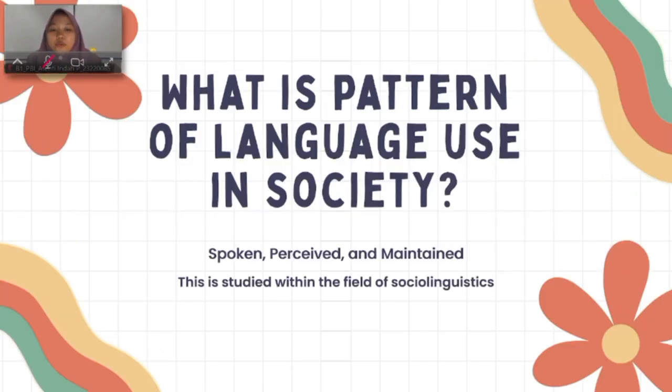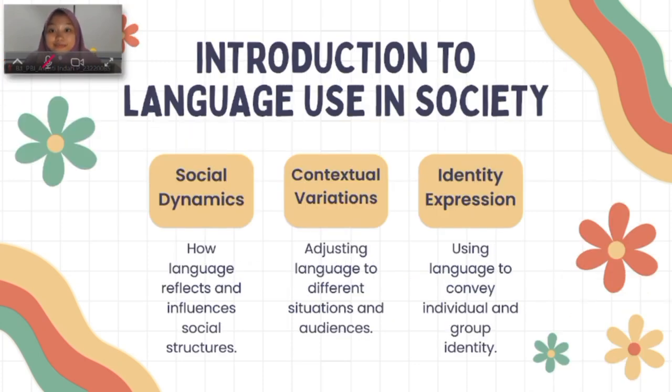So what is a pattern of language used in society? The key points are spoken, perceived, and maintained. This is a complex interplay of various social factors that influence how language is spoken, perceived, and maintained. This is stated within the field of sociolinguistics, which examines the relationship between language and social context, including variation based on class, ethnicity, gender, and other demographic factors. We move to the next slide.